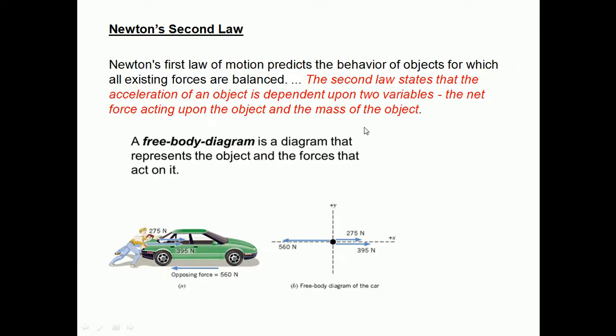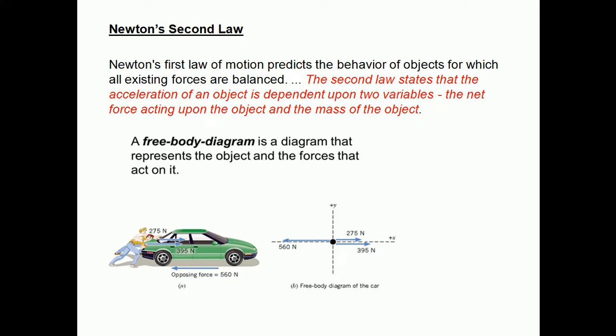Now we discuss Newton's second law. Okay, so the second law of Newton states that the acceleration of an object is dependent upon two variables: the net force acting upon the object and the mass of the object. Okay, so this is a very good example.